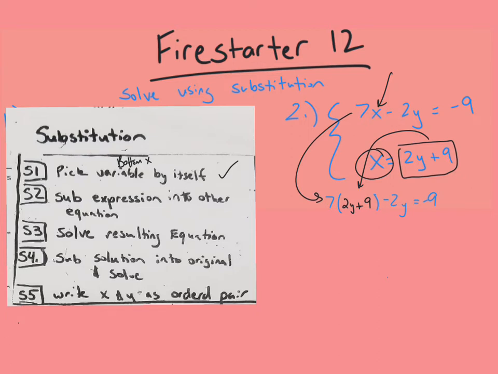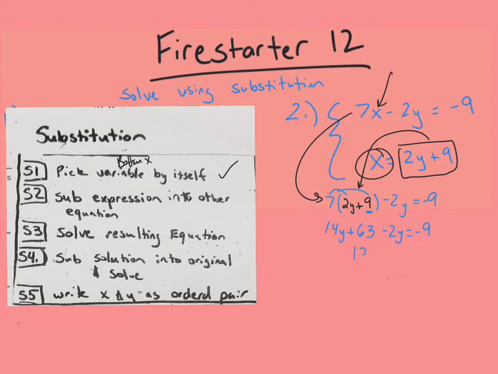Before I can do any PEMDAS backwards, I have to get one variable. Remember, I want one variable, one equation. So I'm going to do some simplifying first. I'm going to take this 7 and distribute it first. Usually, when you do substitution, there's going to be some sort of distributive property. The most common mistake I will see algebraically is somebody forgetting to take 7 times 9 and give me 63. They'll do 7 times 2y, but they'll forget to do it times 9. I get minus 2y equals negative 9.